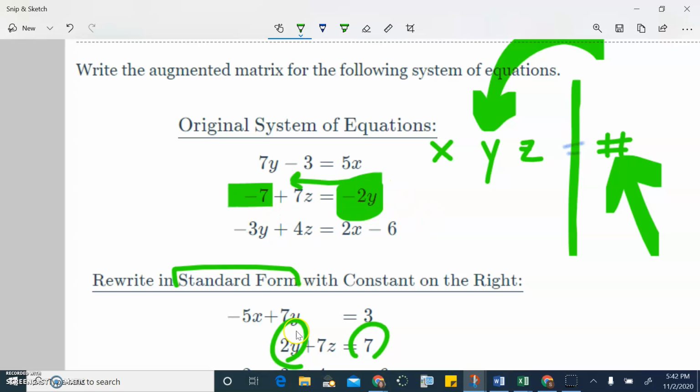There's no x in this equation, but notice we're lining them up in the right order. So everything that's an x should be underneath here. Everything that's a y should be underneath here. Everything that's a z, and then just numbers, right?